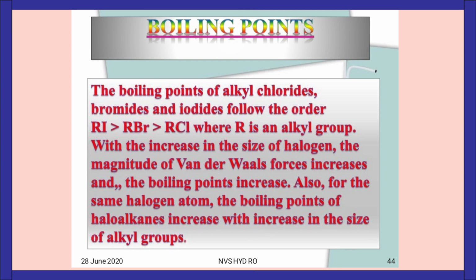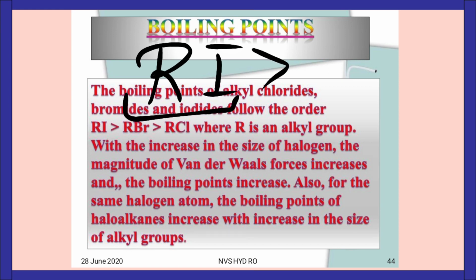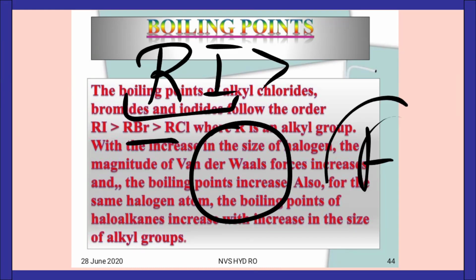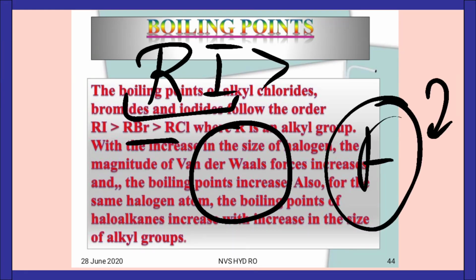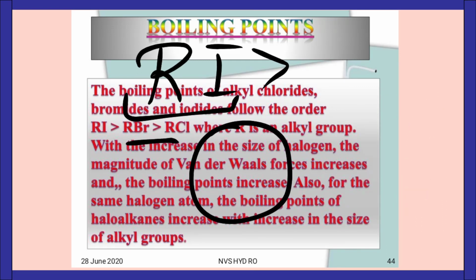Okay, see guys here. Your RI bonds having maximum boiling point. Why? Because आपको पता है आयोडीन का size is very large in comparison to that of bromine, chlorine and fluorine. अब देखो हम फ्लोरीन को तो include ही नहीं करते because इतना reactive है कि आप सोच भी नहीं सकते. ठीक है, फ्लोरीन को इसलिए हम यहाँ पर include ही नहीं करते.